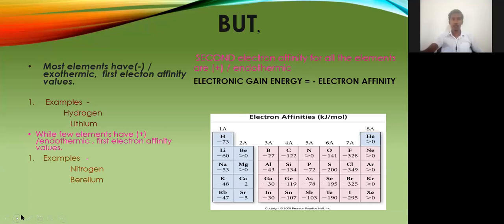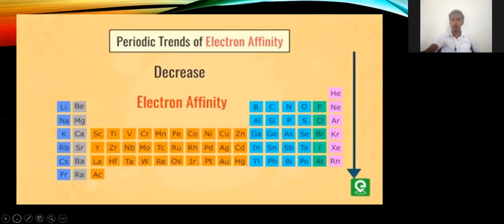Most elements have negative first electron affinity values. A few examples are hydrogen and lithium. Also, a few elements have positive, endothermic first electron affinity values. Nitrogen and beryllium are the best examples for it. It is important to note that the second electron affinity for all the elements is positive. This video will explain more details about electron affinity.